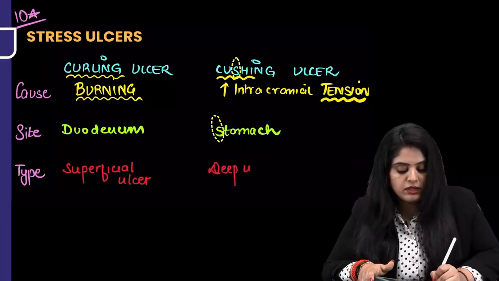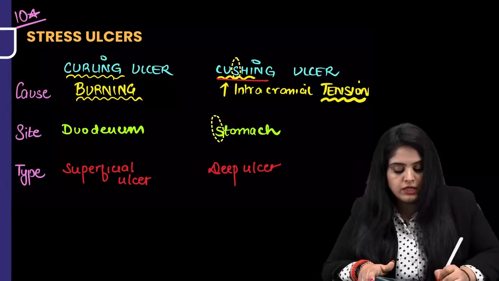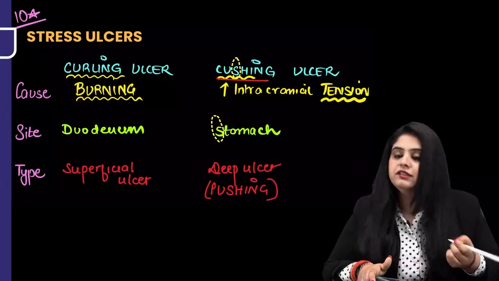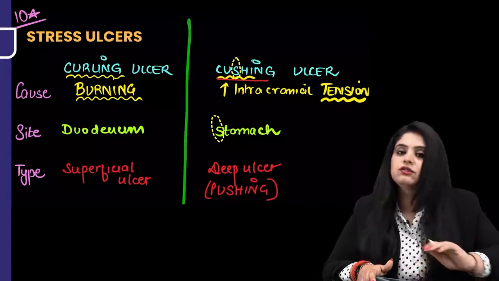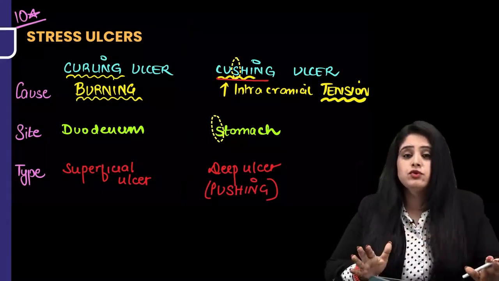And how are we going to learn that? So remember, Cushing is pushing. Cushing is pushing very, very deep. So that is how we've learned this as well. So everywhere you have a mnemonic and it's going to not result in any confusion going forward.